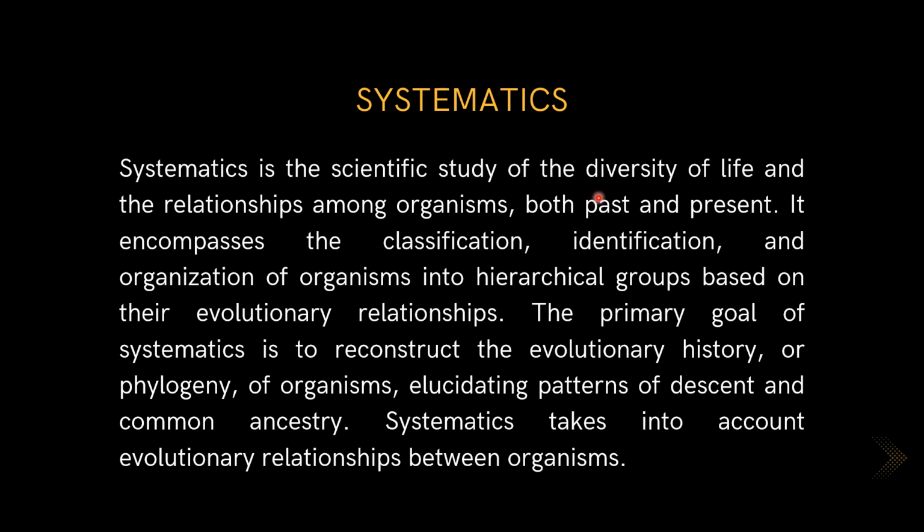Systematics is the scientific study of the diversity of life and relationship among organisms, both past and present. It encompasses the classification, identification, and organization of organisms into hierarchical groups based on their evolutionary relationships. The primary goal of systematics is to reconstruct the evolutionary history or phylogeny of organisms, elucidating patterns of descent and common ancestry. Systematics takes into account evolutionary relationships between organisms. This definition is quite scientific, so let's understand it in simple words.